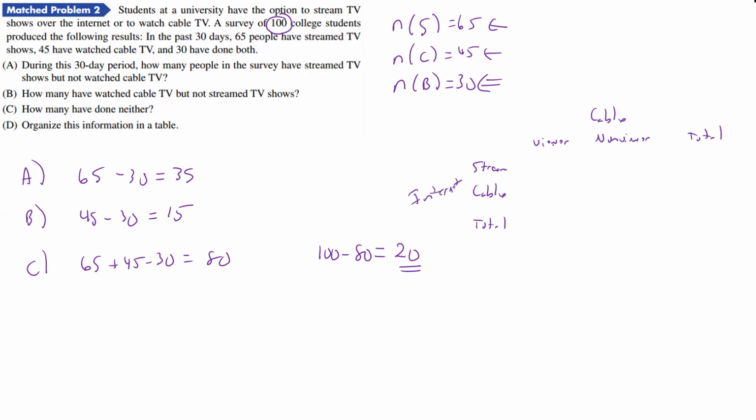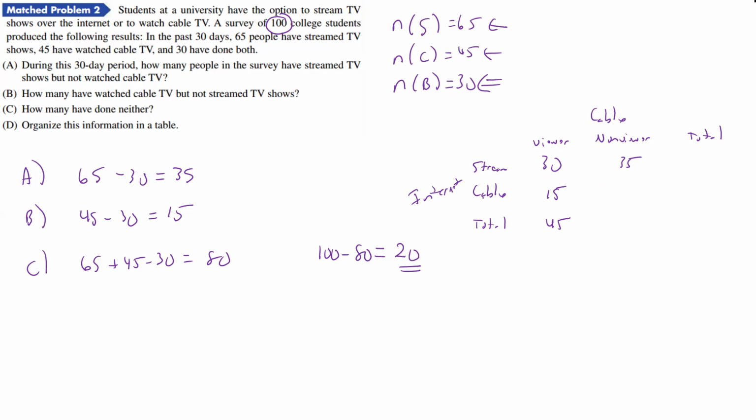So cable viewer streamed. Well, how many were internet and cable together? There were 30 of those, both. Now, how many were strictly cable? Cable and not streamed would go here, and we said that was 15. So that means there's a total of 45 here. Now, who streamed but didn't do cable? Well, that was the 35.